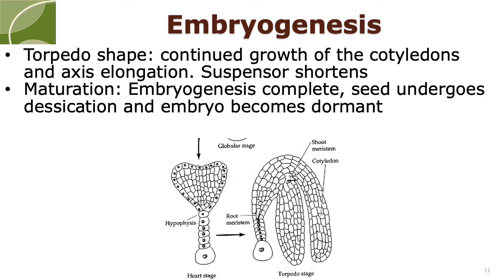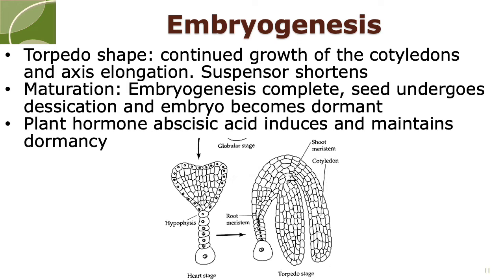Finally, the embryo undergoes maturation processes where embryogenesis is complete. And now what has to happen is this embryo has to be packaged in its seed, and the seed has to undergo desiccation. So it basically has to dry up. And this results in the embryo becoming dormant.